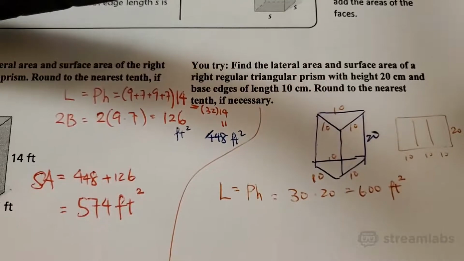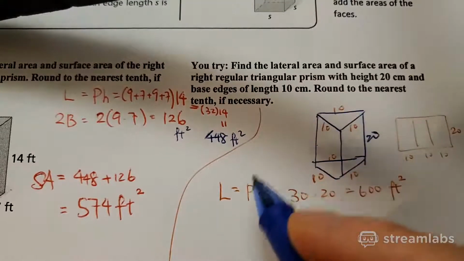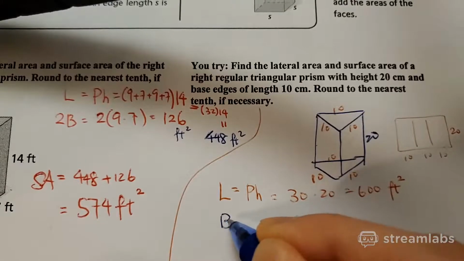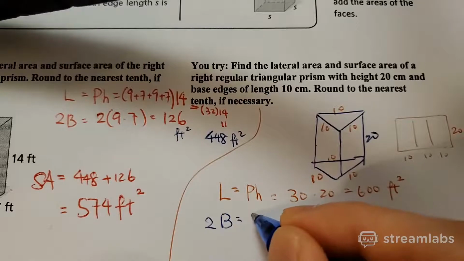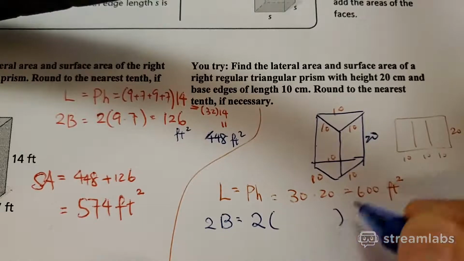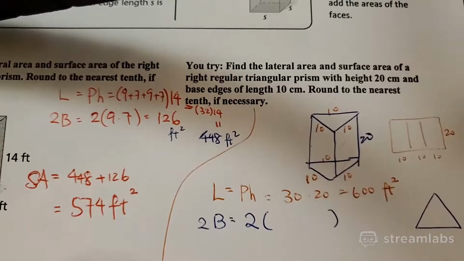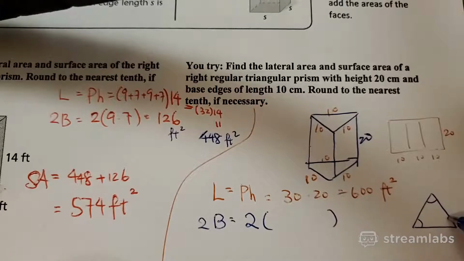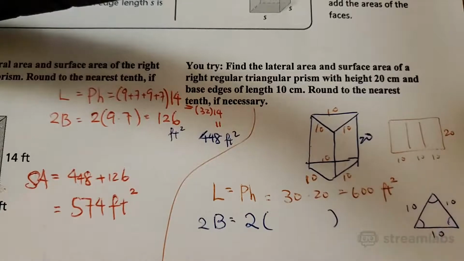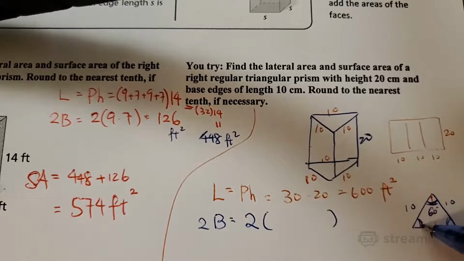Now, let's look at how to find the bases, because they want the surface area, right? So the base, or 2 bases, I guess. So it's 2 times... how do I find the base area of a triangle? Regular triangle or equilateral triangle. What are the angles of the equilateral triangle? Because we have 10, 10, 10. We don't know the height. We need to find the height. Or, if you don't want to find the height, you need to know what the angle is. Angle is 60 degrees, 60 each, because 60, 60, 60 makes 180, the equilateral, right?